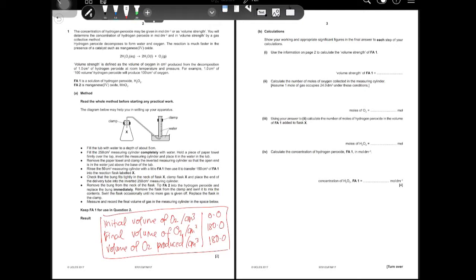The first one, use the information on page 2 to calculate the volume strength. It says here that 1 cm³ of 100 volume hydrogen peroxide will produce 100 cm³ of oxygen. So since we are producing 180 cm³ of oxygen, we can divide that by the volume of hydrogen peroxide that we use to get the volume strength of FA1.